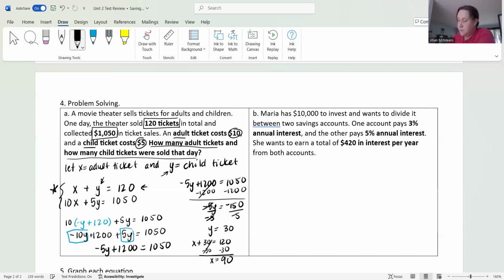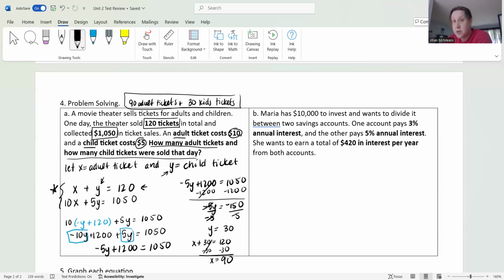Now I am flat out of room. I didn't plan very well for this one. So we would say 90 adult tickets and 30 kids tickets or child tickets, and that would be our final answer. Okay, so sorry, I did run out of room. I didn't plan for my solving very well here. Okay, but there you have it. That would be the process for solving this one.